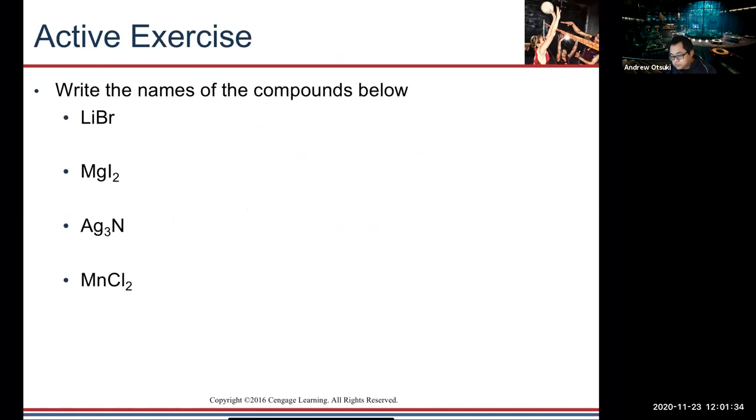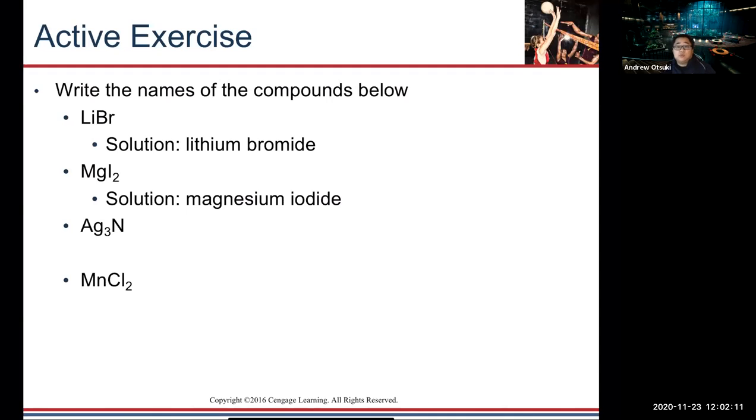Okay. All right. So let's write the names of these compounds. First one, lithium, then Br, bromide: lithium bromide. So we just use the first name of the element, the second name of the anion or the element, and drop the -ide. So lithium bromide. Remember, don't call it lithium monobromide because these are ionic compounds. So ionic compounds don't need prefixes. Magnesium, MgI2, magnesium iodide.